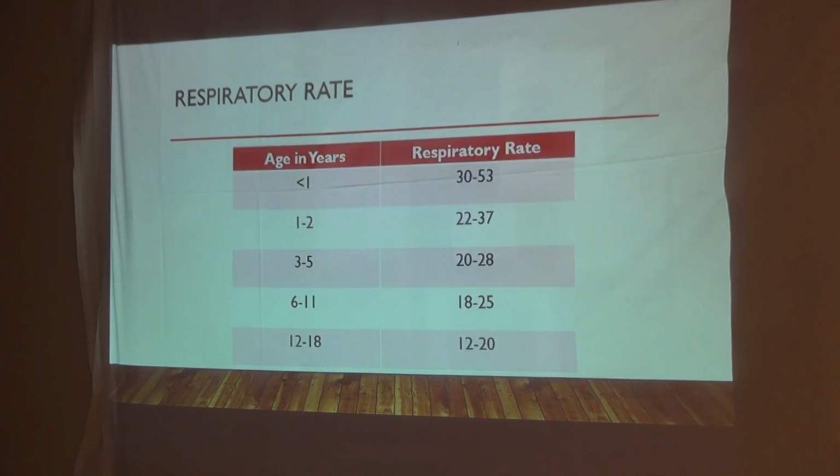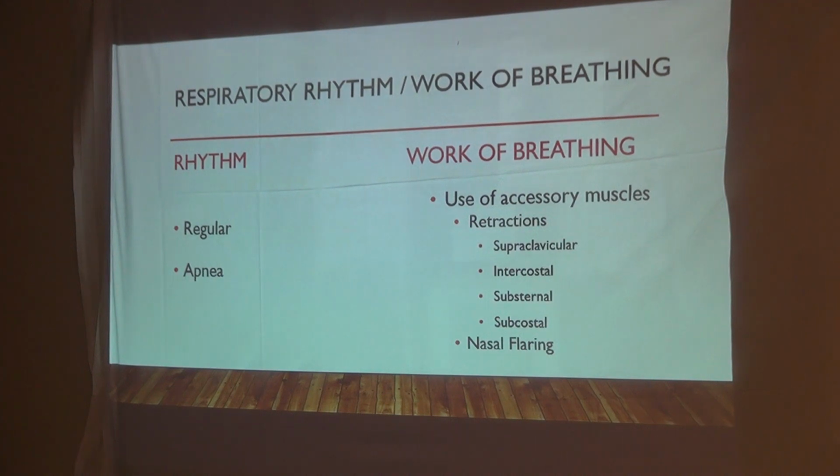So starting with respiratory rate, it's going to go off of your age when you're working in pediatrics. As kids get older, their respiratory rate gets lower and becomes more like an adult's in their late teenage years. A baby is 30 to 53, and it's difficult to check a baby's respiratory rate when they're screaming and crying because they're scared of you.